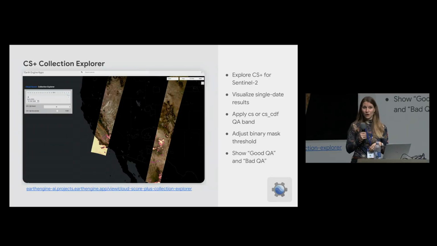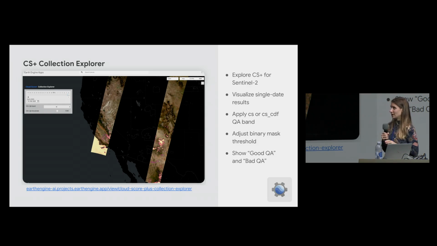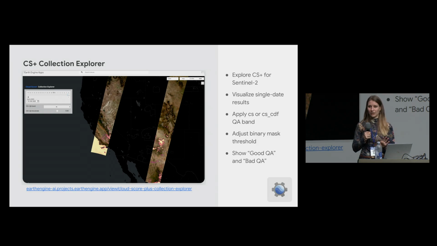So in the time that we have left, I wanted to get into a couple of the tools. If you came to the demo booth yesterday, I did promise there would be links to these. The first tool, if you want to get into the hands-on portion and actually look at some images, is what we call our CS Plus Collection Explorer. This is the place to go when you're first getting started and you want to figure out: do I want CS? Do I want CS CDF? What threshold should I be setting? What am I looking at for my study area?